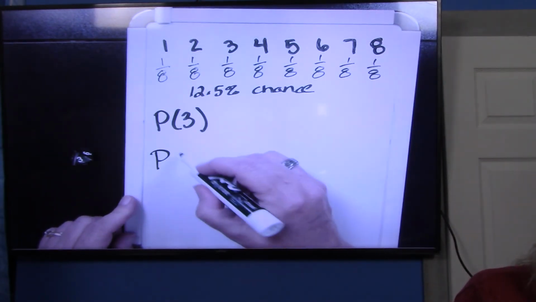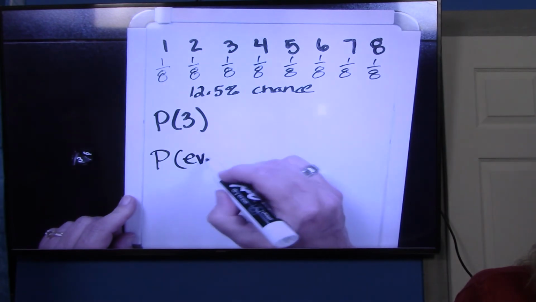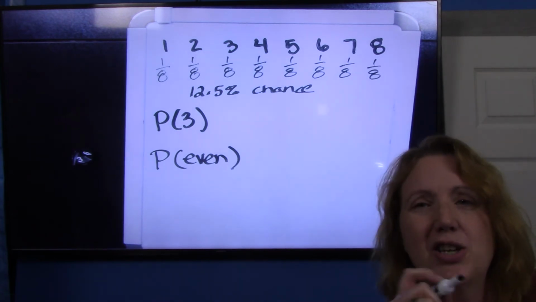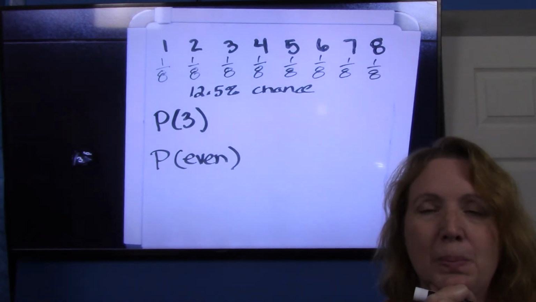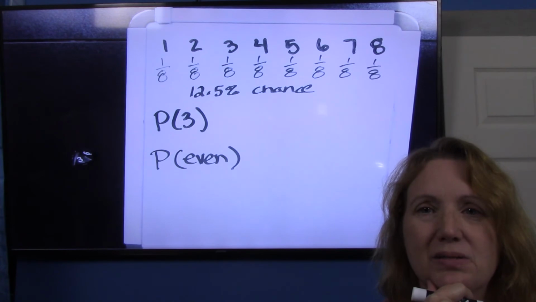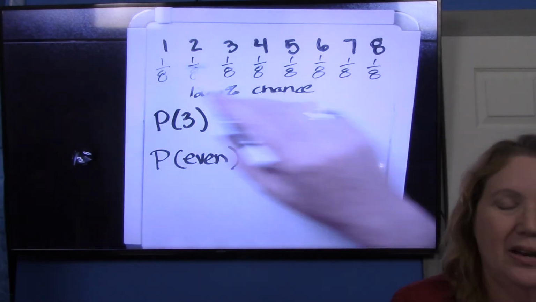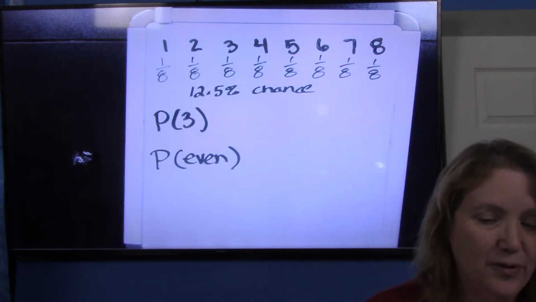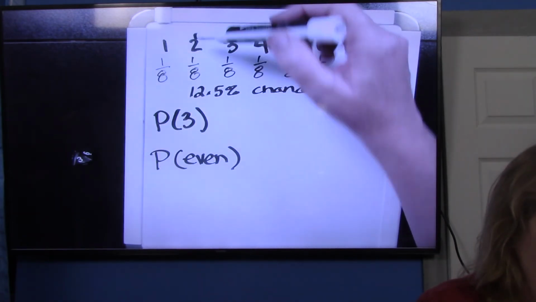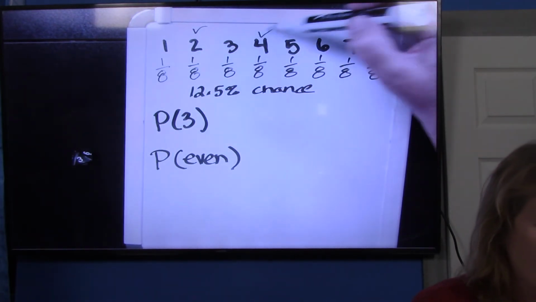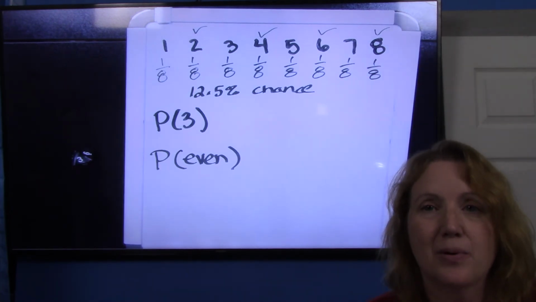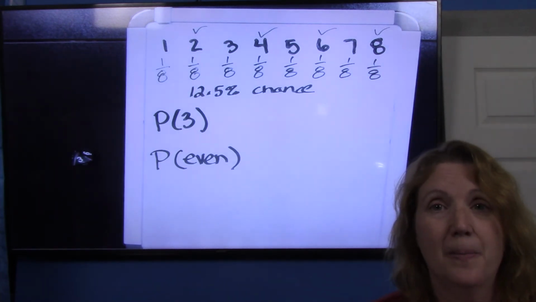What's the probability of getting an even number? An even number. Do you know what an even number is? Put in the chat if you know what an even number is. Give me an example of even numbers. Tell me what numbers up here are even. Put that in the chat. Well, hopefully you put 2, 4, 6, or 8. 2, 4, 6, or 8 are called even numbers. They're all divisible by 2.